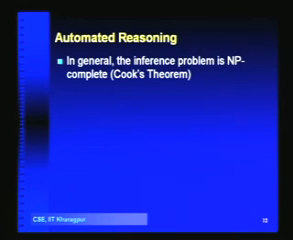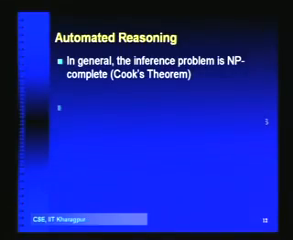So, in general, the inference problem is NP complete, Cook's theorem. We have all studied that in algorithms, is it not? Yes or no? Okay. So, you are familiar with what is NP complete? If not, then please brush it up. So, Boolean satisfiability is an NP complete problem.